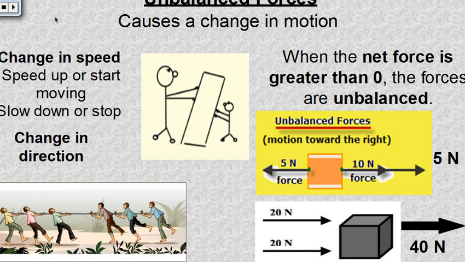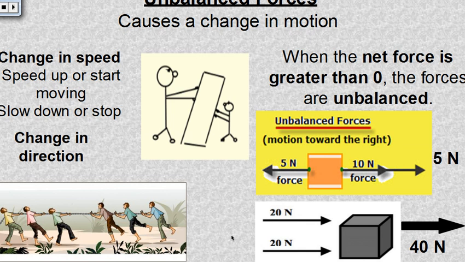Unlike balanced forces, unbalanced forces do cause a change in motion. They can either change in speed, either speed up or start moving, or slow down or stop moving, or you can change its direction. All of these things are unbalanced forces. The net force of an unbalanced force is going to be any number greater than 0. In other words, it's showing us that some side is going to win or is going to move. In this example, we have 5 newtons to the left and 10 newtons to the right. Since these are opposite directions, we know to subtract. 10 minus 5 is going to be 5 newtons. Since the 10 going to the right is the greater force, we know that the net force will also move to the right.